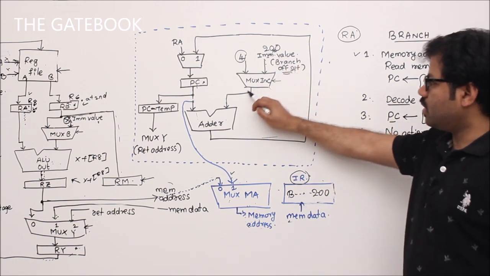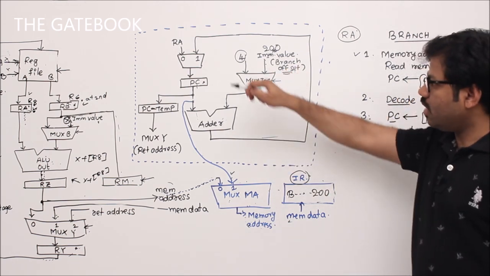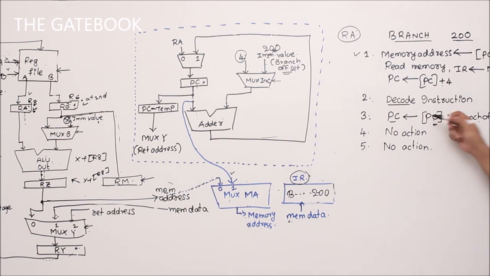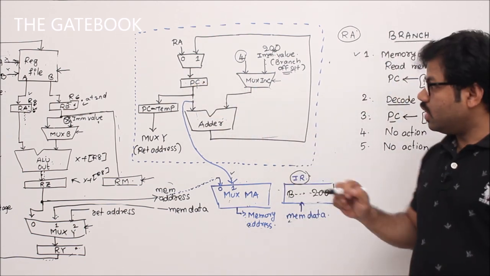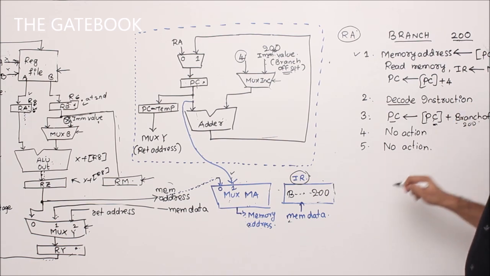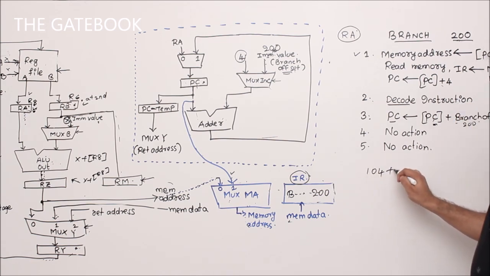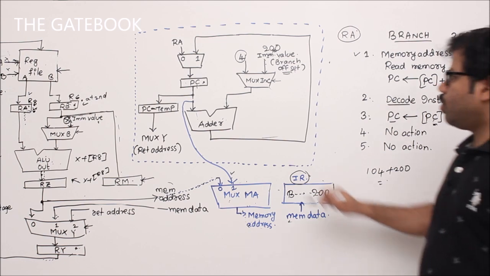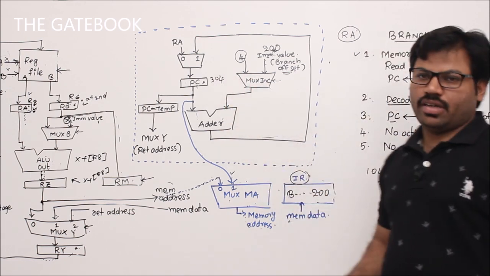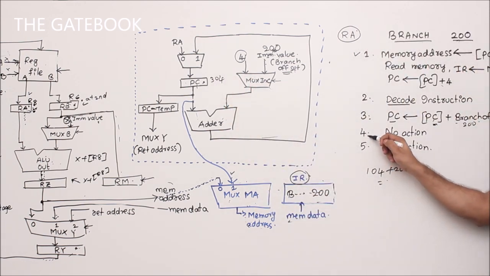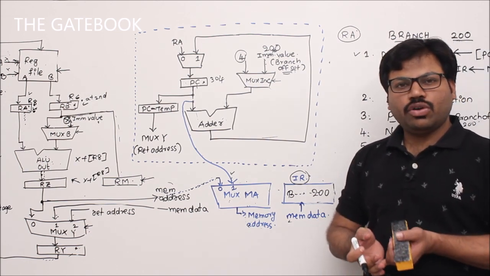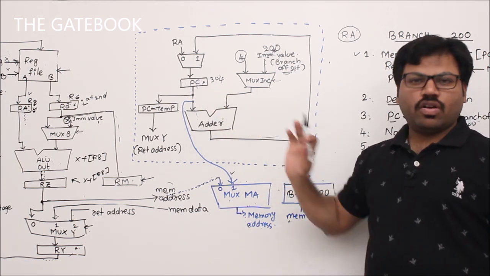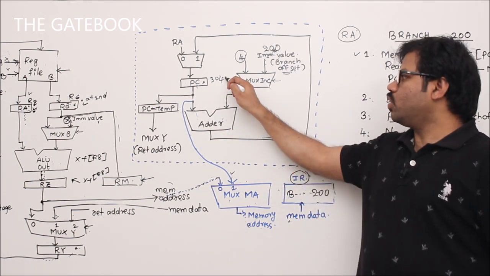So this time 200 will be selected, and the adder will start working again. 200 plus the current program counter value will be added, so the program counter will be updated properly. For example, currently your program counter shows 104. 104 plus 200 is 304, so the program counter will be updated to 304. In the next step, nothing; keep quiet. In the fifth step, nothing; keep quiet. Only the program counter will be updated because of the instruction, and it will show 304.